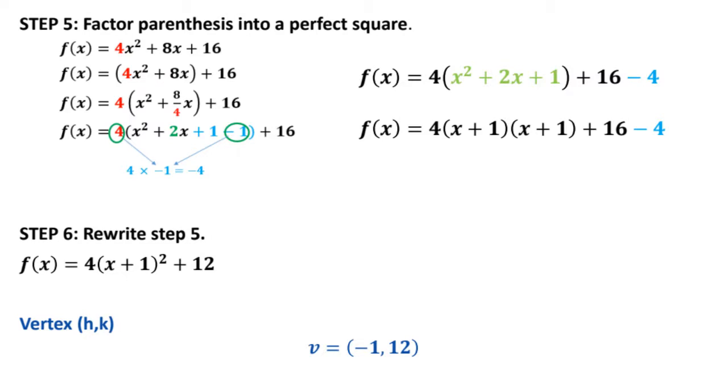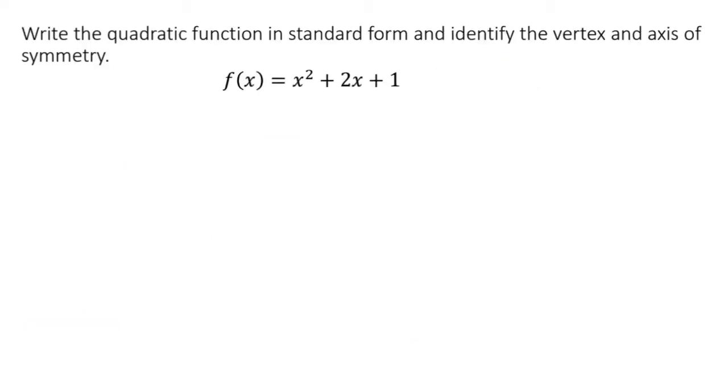Okay. So again, let's look at another example. Write the quadratic function in standard form and identify the vertex and the axis of symmetry. And again, the axis of symmetry is going to be the easy one. It's just the x value of the vertex.